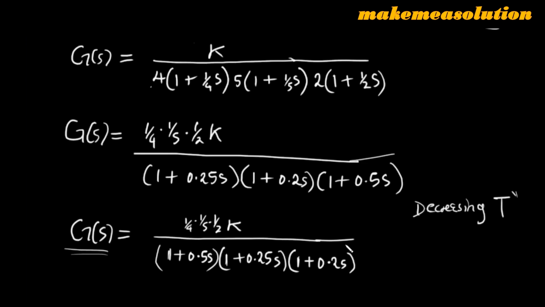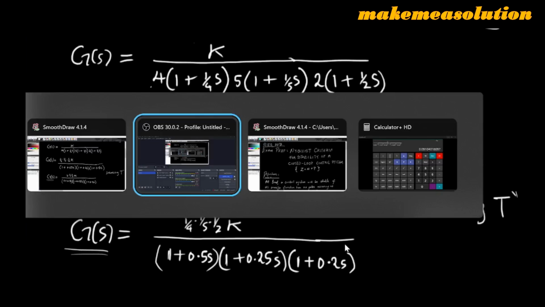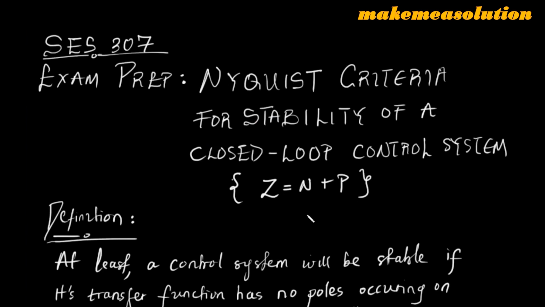So if you're ready, we're going to dive into our lesson proper. Now we are looking at Nyquist criteria for stability of a closed loop control system, and Z is equal to N plus P. Z is equal to the closed loop poles, right?